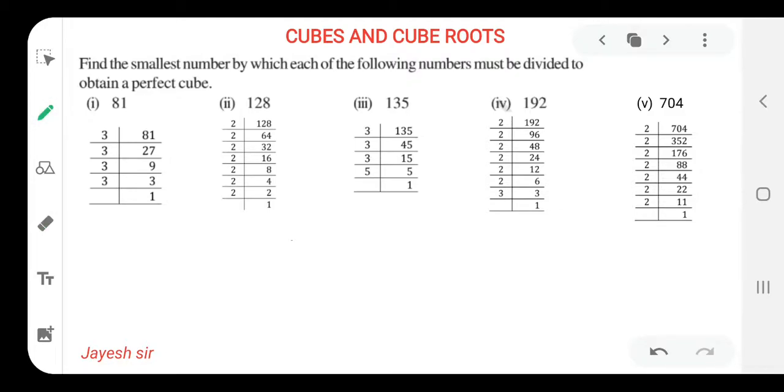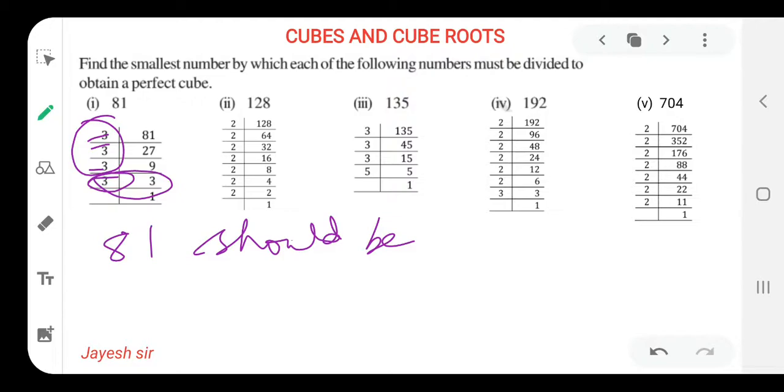Now what should be divided? The number that is left should be divided so that we can obtain a perfect cube. The basic thing we need to keep in mind is that a pair of 3 should be made. So 1 time 2 time 3 time, that means one pair is made. Now what is left? This 3 is left. Now the number 81 should be divided.